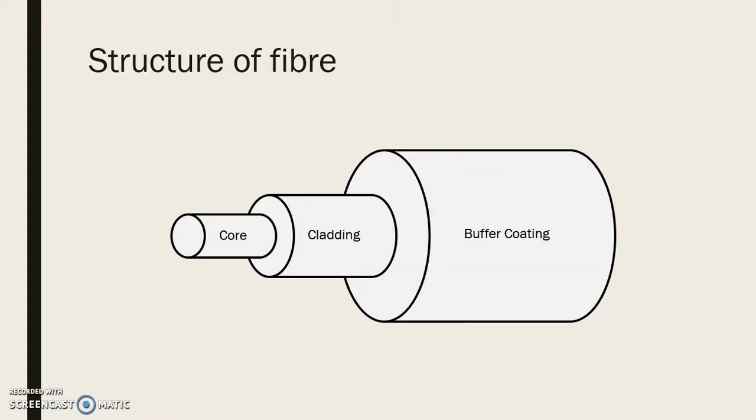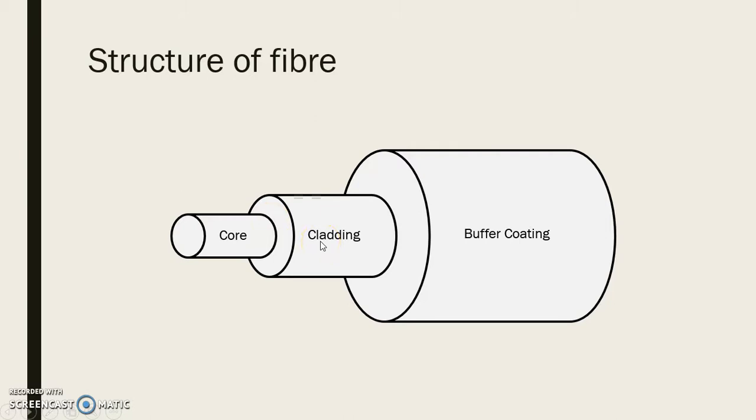So what is the structure of fiber, or how is the fiber constructed, due to which light can be guided through it? The fiber basically consists of three parts: core, cladding, and buffer coating. The core is a cylindrical rod made up of glass or plastic. Light propagates in this core of the fiber. Most of the light is propagated in this core.